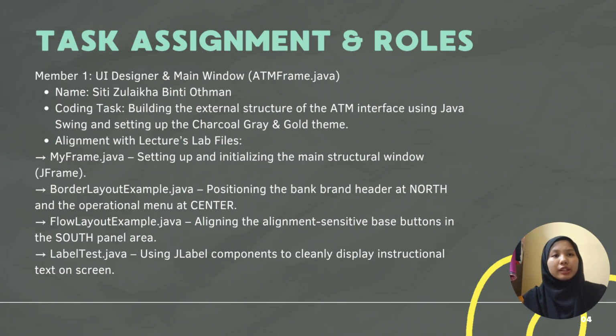Second, BorderLayoutExample.java. I use BorderLayout to position the bank brand header at the north region and the operational menu at the center region. Third, FlowLayoutExample.java. I use FlowLayout to align the base buttons like the login button in the south panel area. Fourth, LabelTest.java. I use JLabel components to cleanly display instructional text on screen such as the bank name, subtitle, and the username and PIN number field labels.